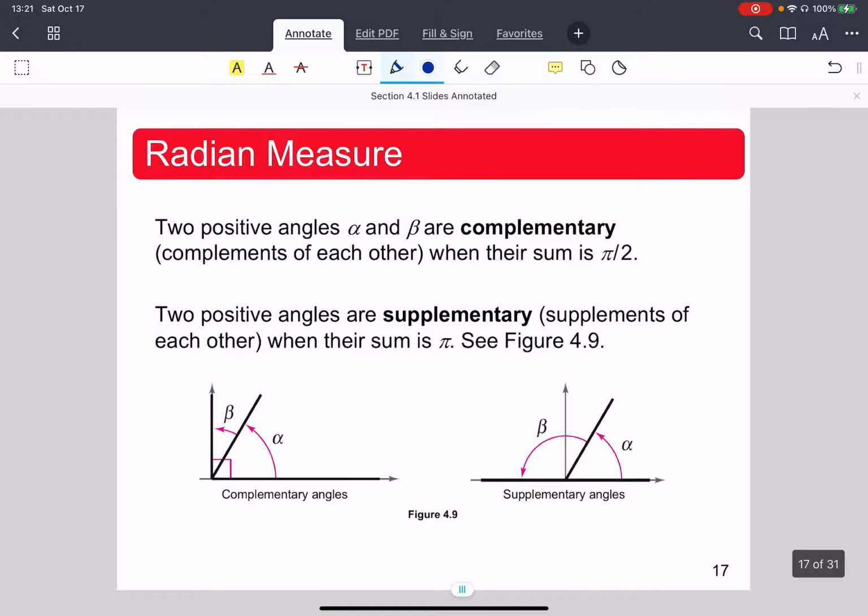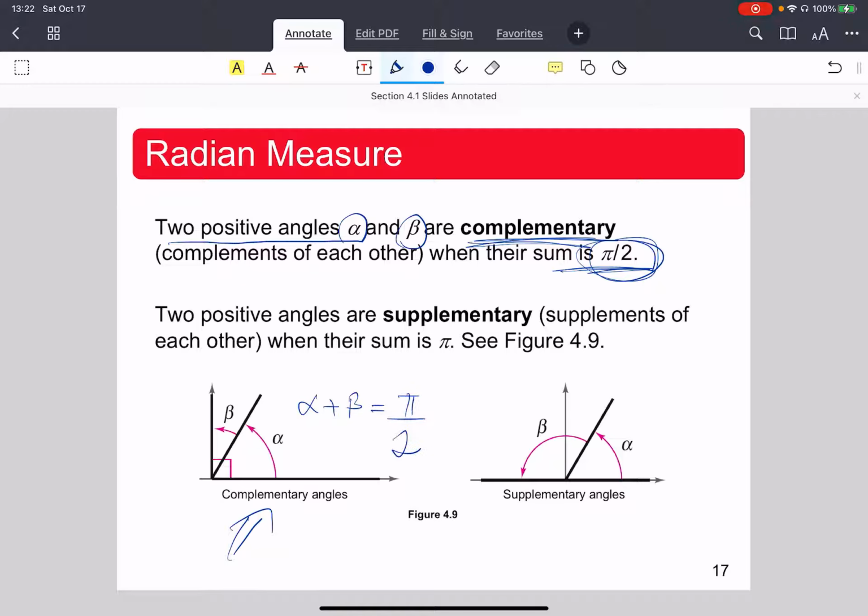Next we're going to talk about radian measures and some interesting things about them. If we have two positive angles, alpha and beta, these angles are complementary if their sum is equal to pi over 2. When we move on to degree measures, we're going to learn that pi over 2 is the same thing as 90 degrees, but I'm not there yet. For now, we just know that complementary angles add up to pi over 2. On the first image, alpha plus beta has to give you pi over 2.